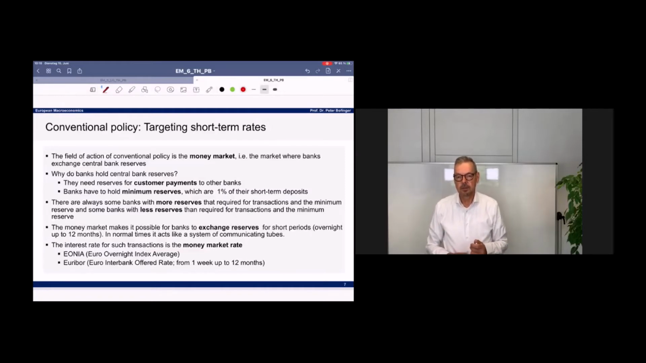conventional monetary policy. In the United States, the money market rate that is relevant for the Federal Reserve is the federal funds rate. So again, the rate that the Federal Reserve is targeting is the federal funds rate. And the federal funds rate is also an overnight rate for commercial banks.